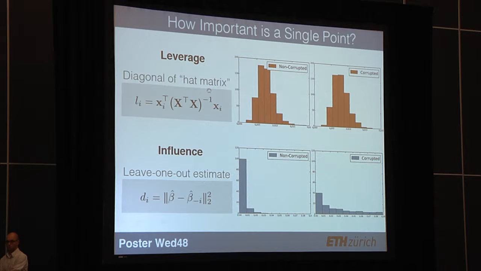Instead, we consider a notion called influence, which is defined as the squared L2 difference between the standard OLS estimator and the one computed by leaving out the ith observation. And this can be computed in closed form. Looking at the second histogram, we can see that non-corrupted points have influence close to 0, whereas the distribution of corrupted points is far more heavy-tailed. This suggests that influence might be used to identify corrupted points.